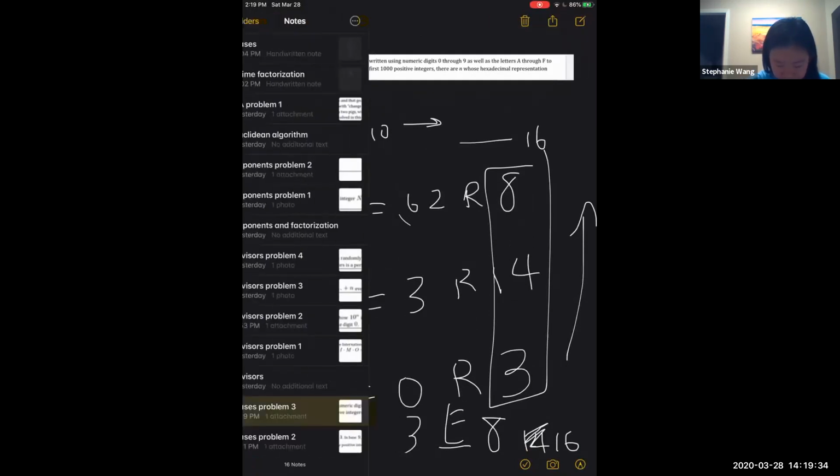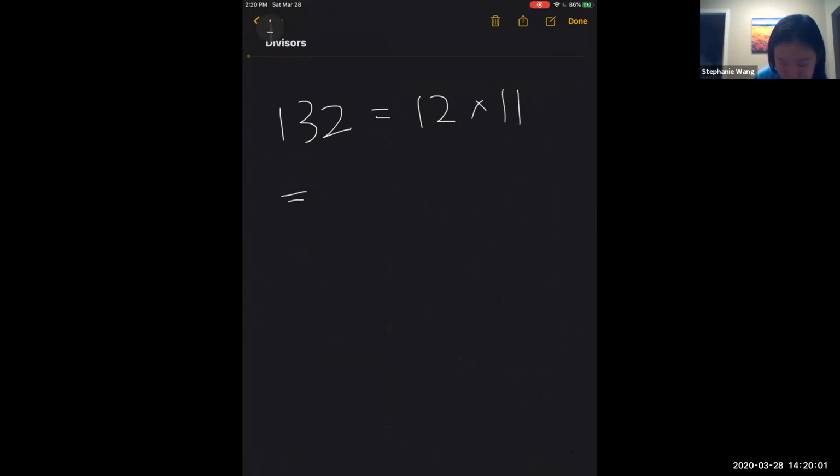Okay, next concept we're gonna cover is divisors. Let's say you have the number 132, and you're trying to find the number of divisors of 132. So basically, as I said previously, you always want to prime factorize this. Well, we know this is going to be 12 times 11, and so we can prime factorize this further. We get 2 squared times 3 times 11. So that's the prime factorization of 132.